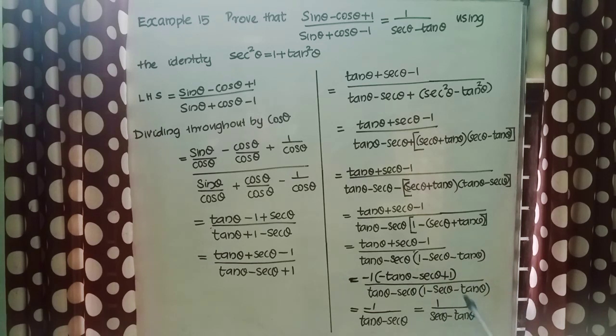Now you can see there is a common term in numerator and denominator. This is plus 1, here also plus 1. This is minus sec theta, here also minus sec theta. This is minus tan theta, here also minus tan theta. So these terms we can cancel. There is remaining minus 1 divided by tan theta minus sec theta. Now let us remove that minus 1 by changing the order of the terms in the denominator. So we get that is equal to 1 by sec theta minus tan theta. That is our RHS.